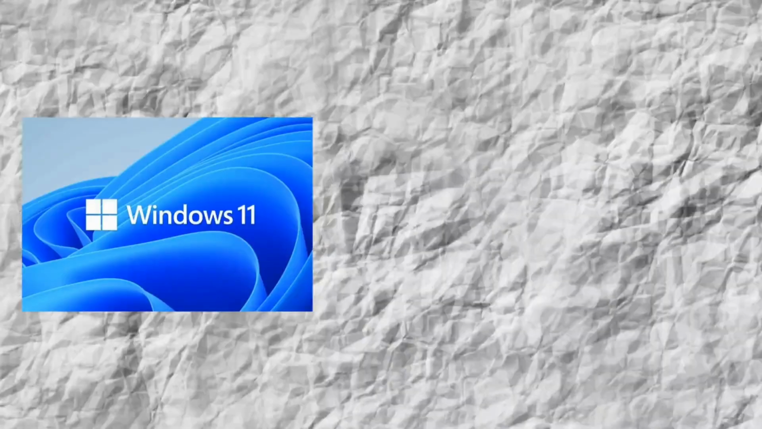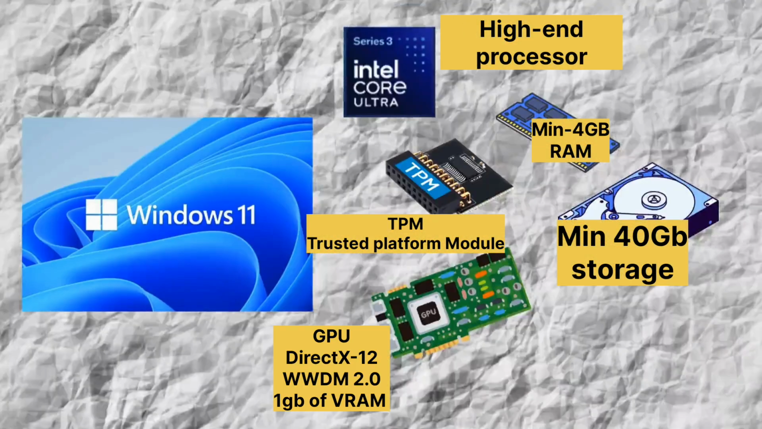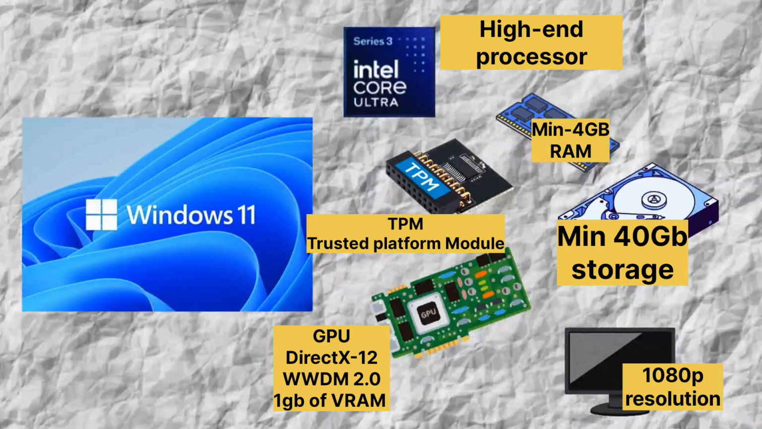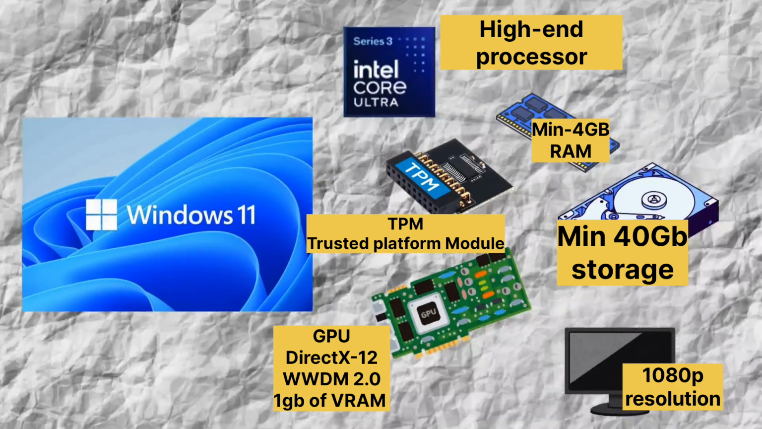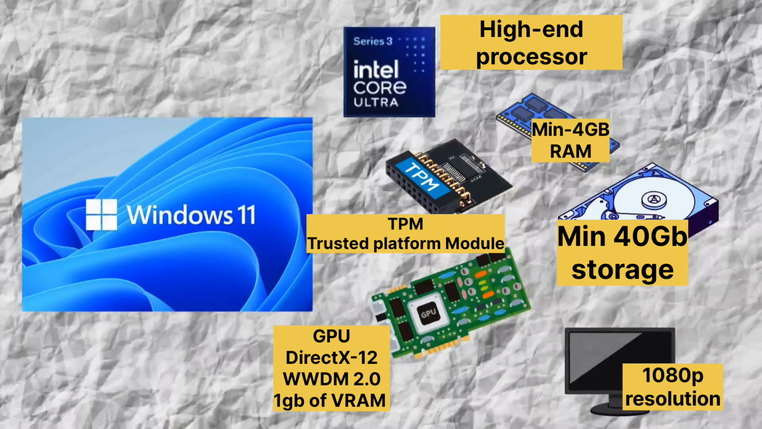Windows 11 requires a high-end processor, TPM, a minimum of 4 gigabytes of RAM, higher-end storage, an advanced GPU, and 720p or higher display resolution. Let's see how to install Windows 11 on an unsupported PC.